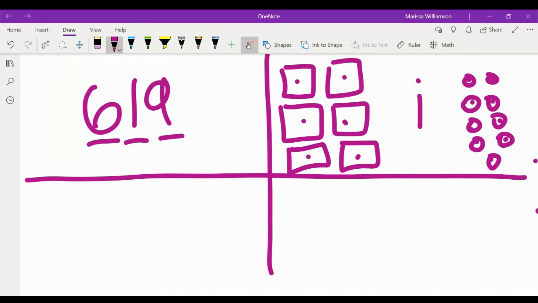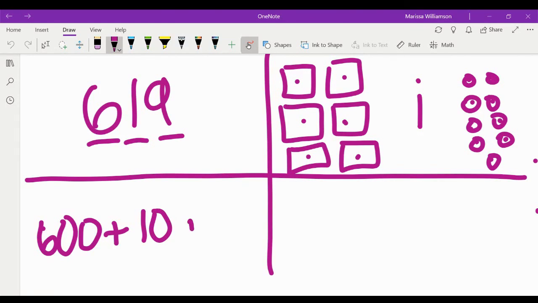Now I'm going to write it in expanded form in this square. So again, I start with my hundreds. I see that there's 6. So I'm going to write the number 6. Hundreds. So I know that I just draw 2 zeros after that. Then I do my plus sign. And I see that there's 1 10. So I do 1 and a 0 because it's in the 10 spot. Finally, I see there's 9 1s. So I don't have to do a 0. And then I write that it equals 619.